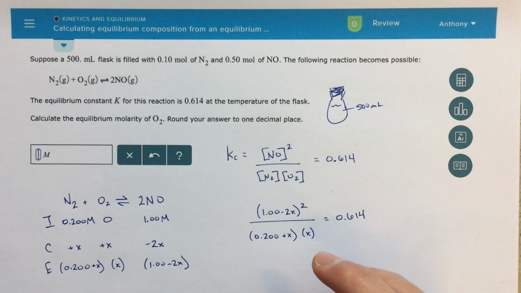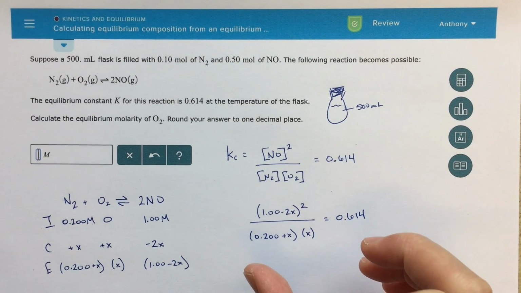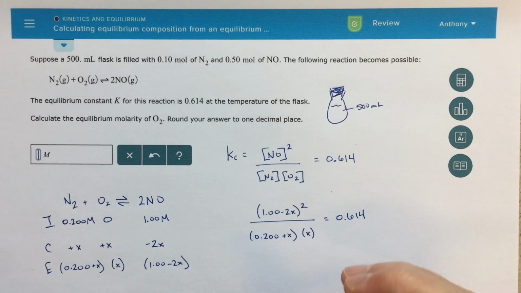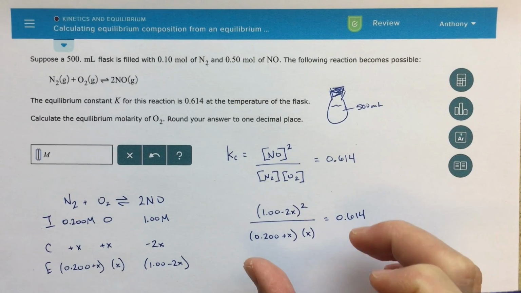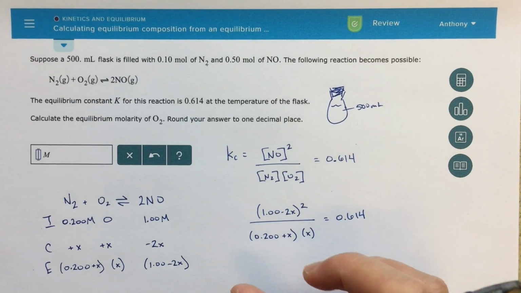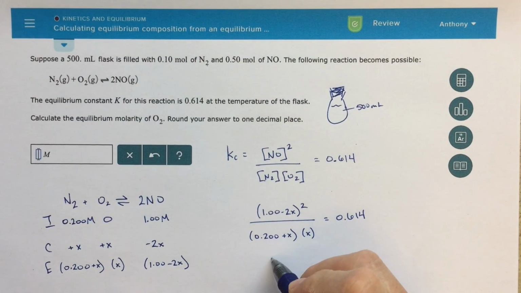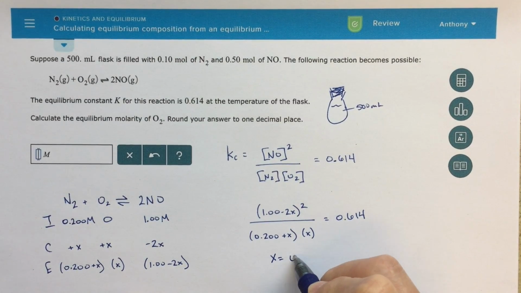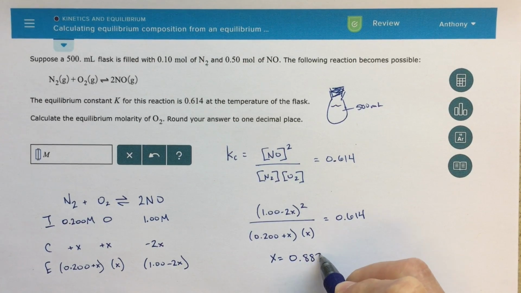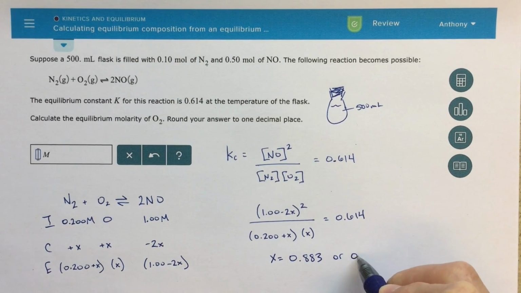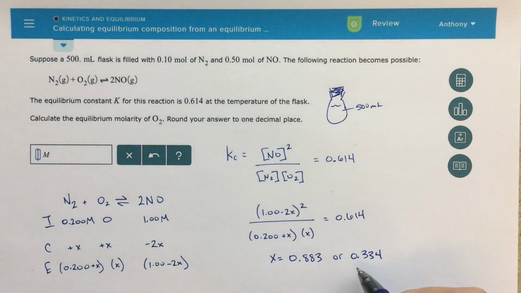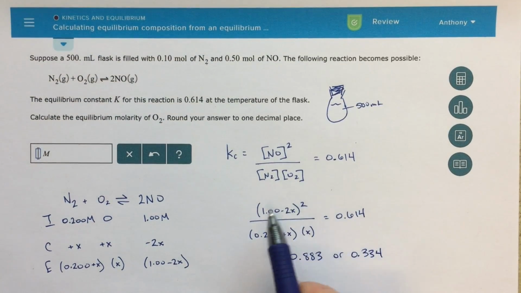So the first thing I'm going to do is, what I did, and I think a nice method if it's available to you, is to plug this whole thing in, figure out how to do that on your calculator, figure out how to do that online, and solve for x. If you do that, you're going to end up with an x value of 0.883 or 0.334. So either one of these x values is going to solve this equation and give you an answer, essentially.